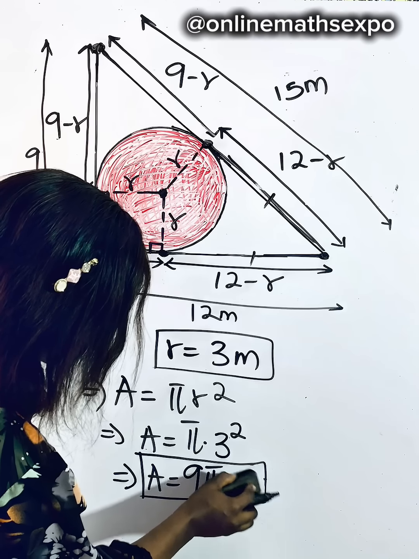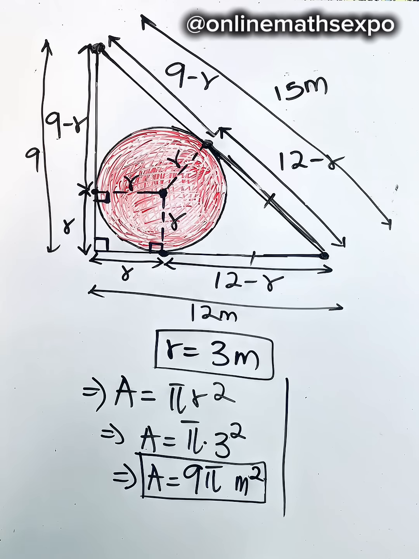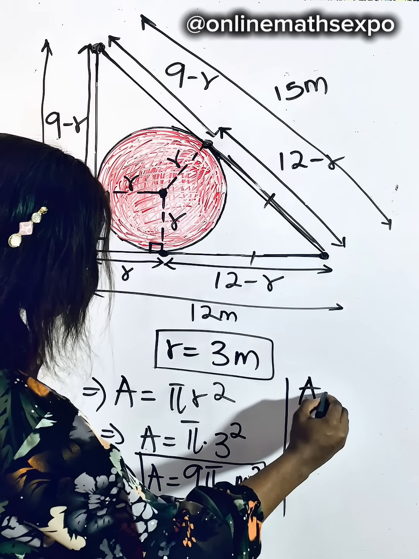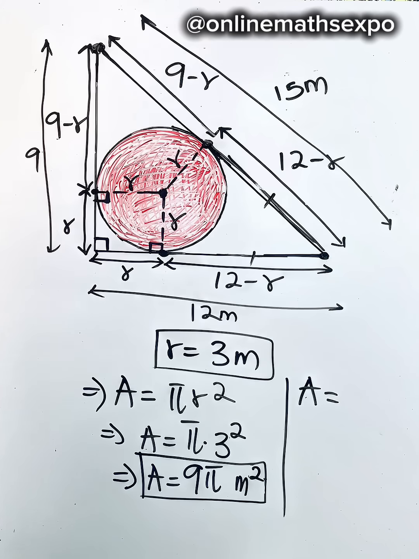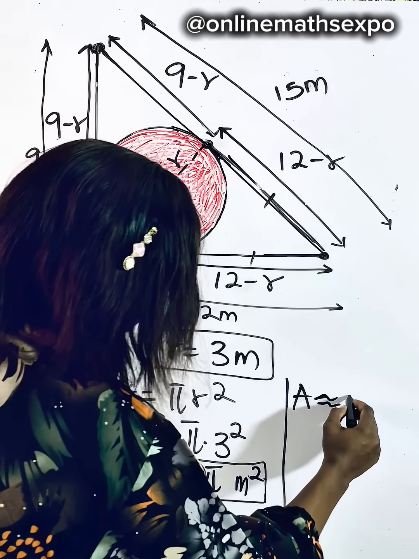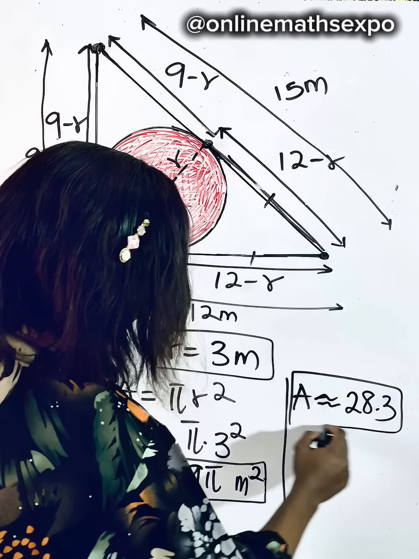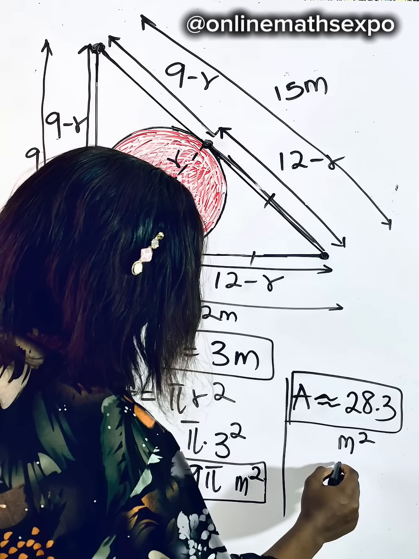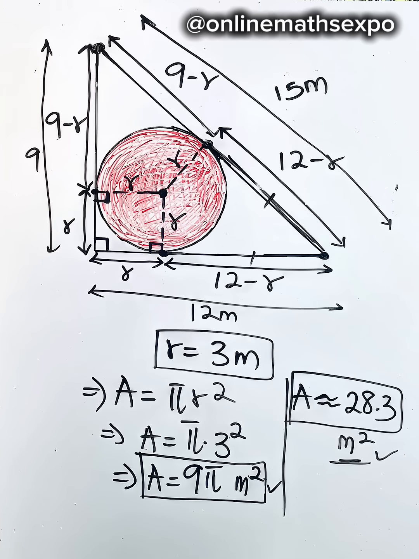Let's write this one. So this is what we have. You can also leave it in decimal. If you do that, just key 9 pi into the calculator, and it gives us area is approximately 28.3, and remember it is in meters squared. So this is what we have. Either this or this is correct.